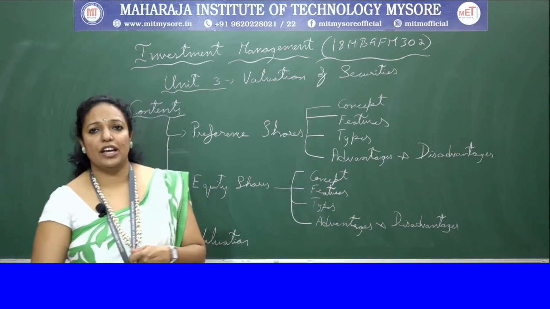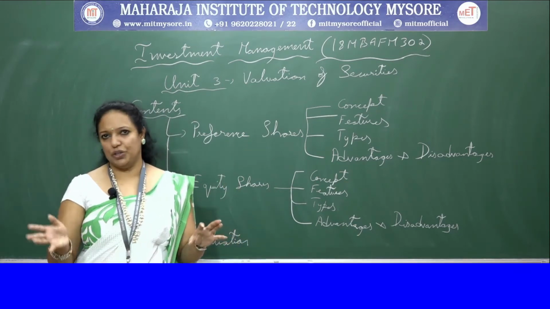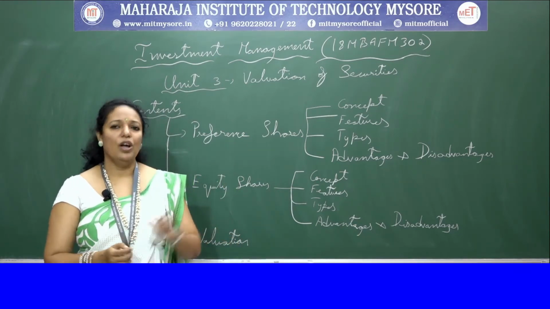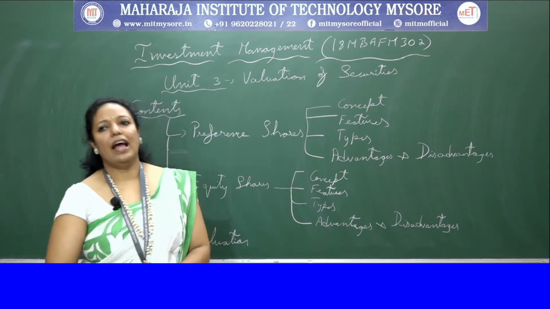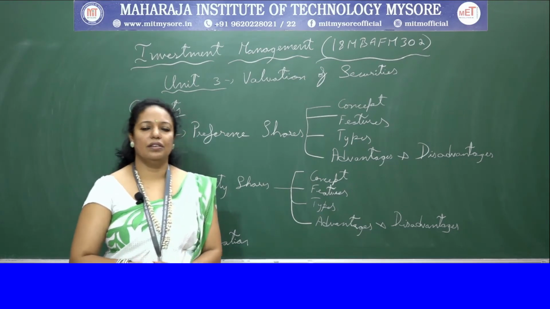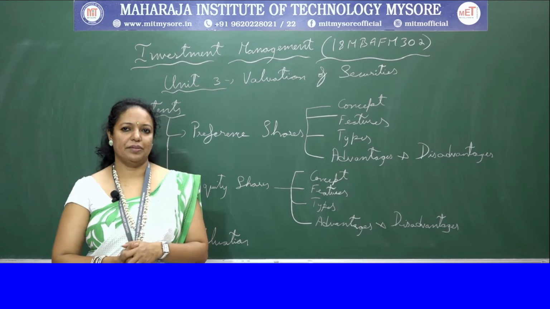Then comes the issued share capital. The entire amount of authorized capital will not be issued as capital. Only a portion of it will be issued to the general public, and that is known as issued capital, which is the approved capital of the organization.